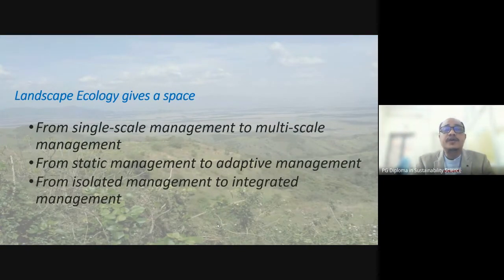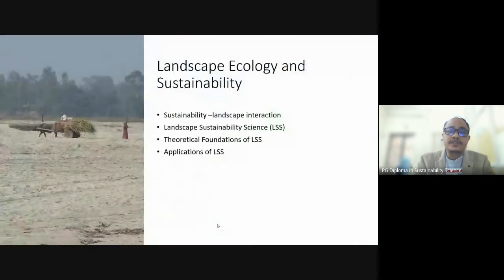So when we are trying to understand landscape ecology, we will be able to understand what we discussed yesterday, in the last session also, when we talked about watershed management. It is an integrated management, right? So landscape ecology gives a space from single scale management to multi-scale management, from static management to adaptive management, from isolated management to integrated management. This is the structure.